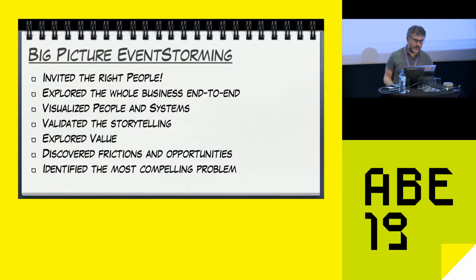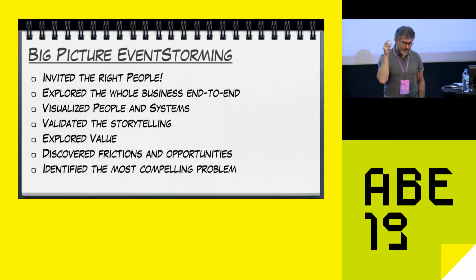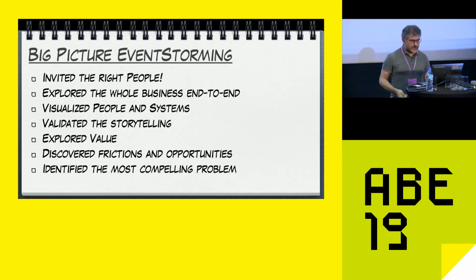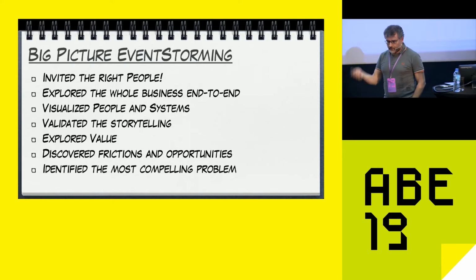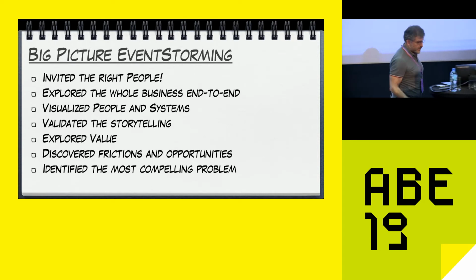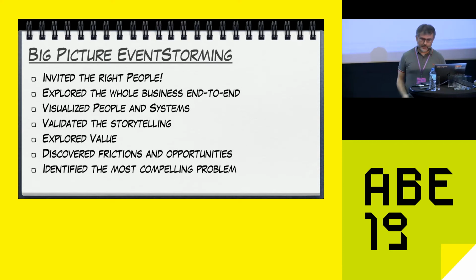We invited the right people. We explored the whole business end to end, whatever that means. Every single thing that could be an event happening in the system gets mapped with an orange sticky note on the wall, with a verb in the past tense. We visualized the involved people and the involved systems, all the surrounding systems. For a conference organization, that might be the venue, the catering, the ticketing, the taxi organization, and everything else that could be a constraint or a success factor in the business.